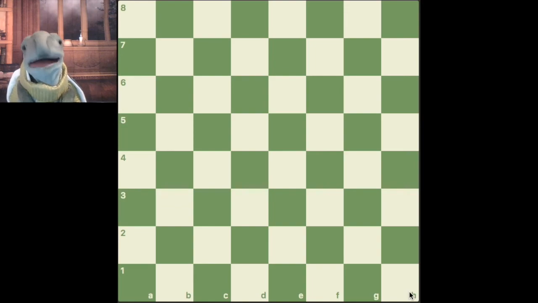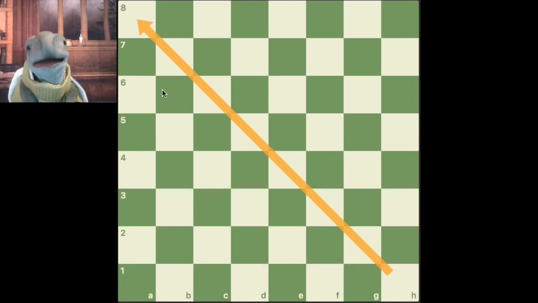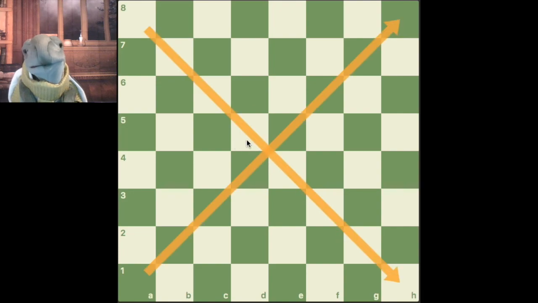Roadways that go diagonally are called diagonals. This is the H1 to A8 diagonal. This is the F1 to H3 diagonal. Diagonals can vary in length. The two longest diagonals on the chessboard travel through the center.